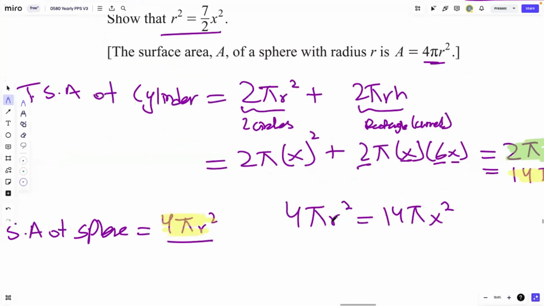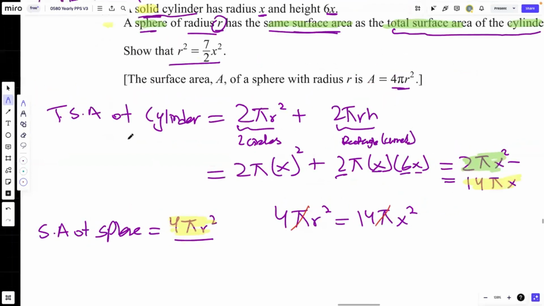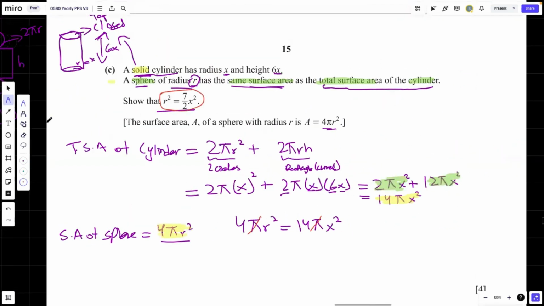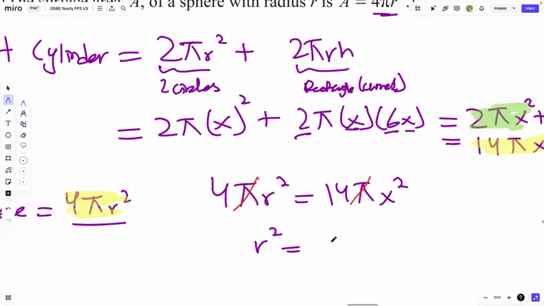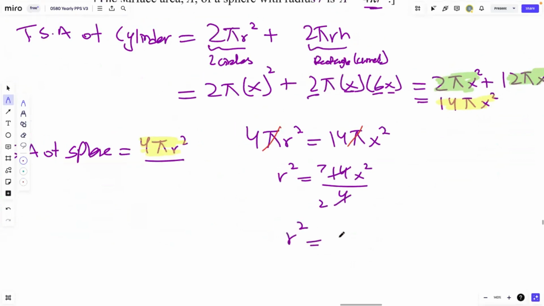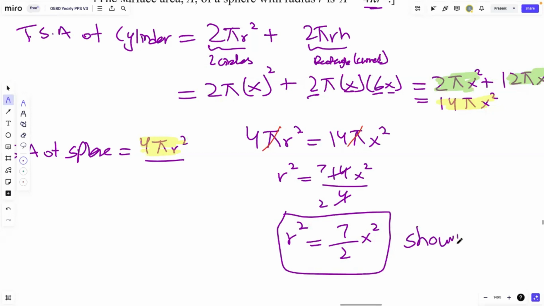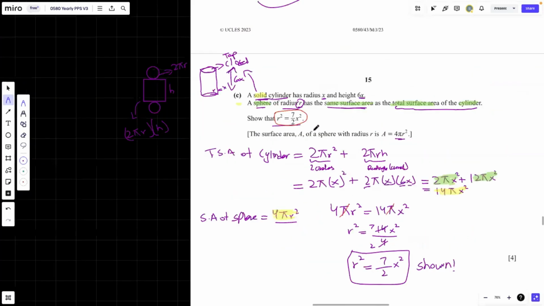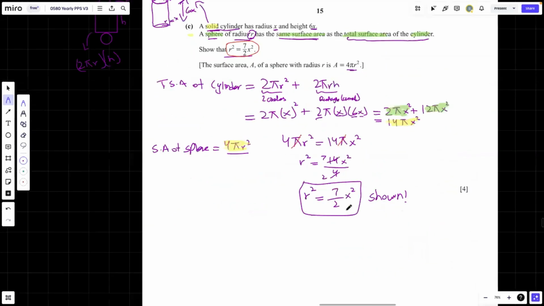Now you can straight up see the pi being cancelled out. What were we supposed to show? We'll make r square the subject by taking the 4 to the other side. So that's 14x square divided by 4, as the 4 was being multiplied on this side. Then you can cancel them in the table of 2. 2 2s are 2, 2 7s are 14, that's r square. So 7 over 2 x square. And that is what we were supposed to show. That's shown. Yeah, that's correct. Let's move forward.